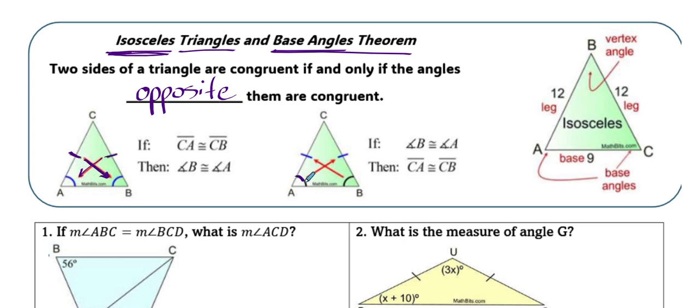Or the opposite logic is true also. Congruent angles lead us to congruent sides. The two sides across from them also have to be congruent.